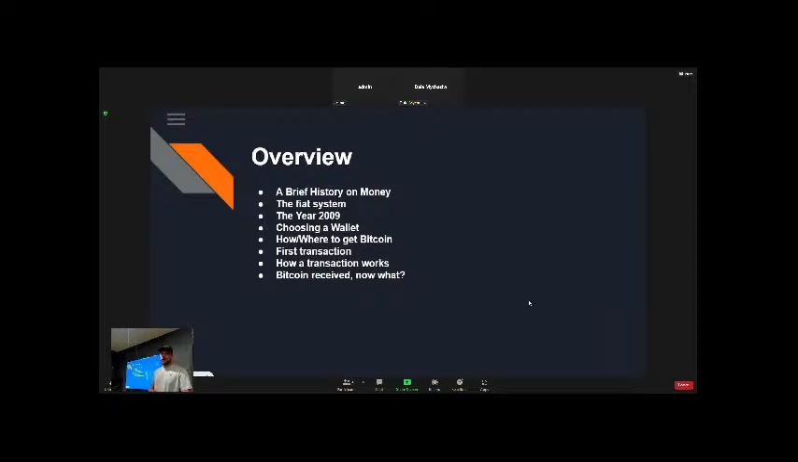So just an overview of what this is going to be about. We're going to do a brief history on money and the fiat system, then go over what Bitcoin is, how and where to get Bitcoin, doing your first transaction, how the transaction actually works, and then what you can do with Bitcoin once you have it.